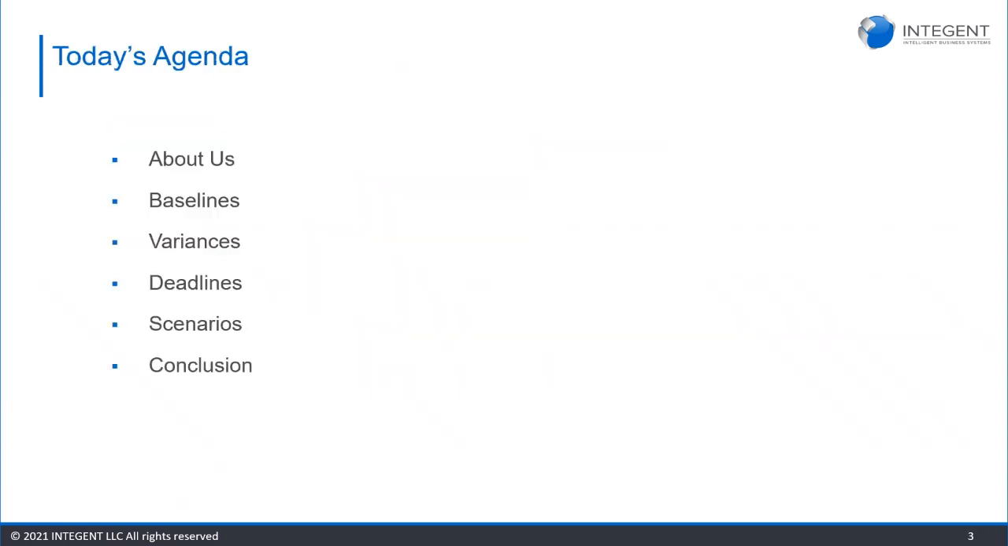And for our agenda today, we are going to start a little bit about Intigent. What do we do? What services do we provide? Then we're going to look at some baseline best practices, variances, how they're calculated in your schedules, deadlines, when you might want to use them. We're going to go through these three things fairly briefly, but still talk about some of the main concepts that I'm then going to show you in two different Microsoft Project schedules. Then we're going to walk through two different scenarios about how to capture different changes.